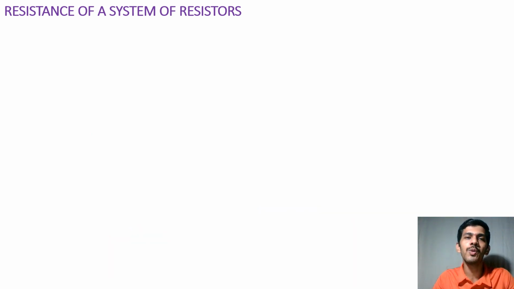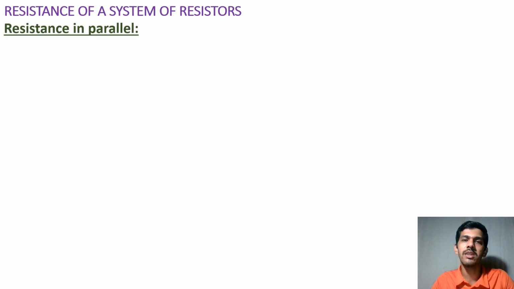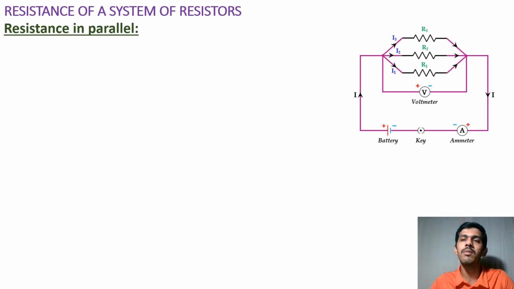Next we shall move on to one more combination of resistors, that is called the parallel combination of resistors. How does the circuit diagram look in parallel? That is resistance in parallel. This is the circuit diagram showing the resistors which are connected in parallel. If you look at the circuit diagram more clearly, you can see that R1, R2 and R3 are the three resistors which are connected.